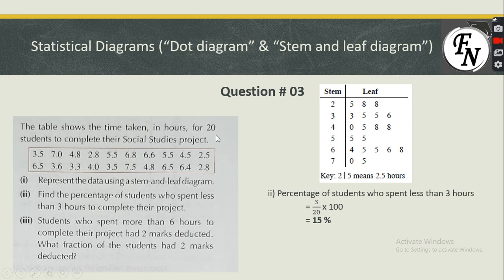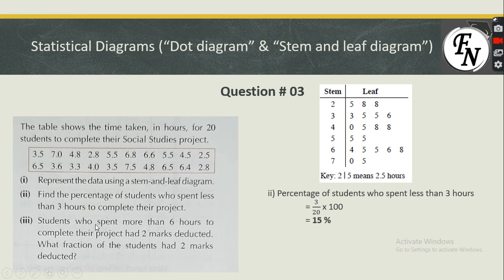Out of the 20 students, so this is 3 out of 20 students times 100 to convert it into a percentage, and we simplified it to obtain that 15% of students completed it in less than 3 hours. The reason why I didn't take this row is that this is 3.3, which means it exceeds 3 hours. So we will take only the previous ones.